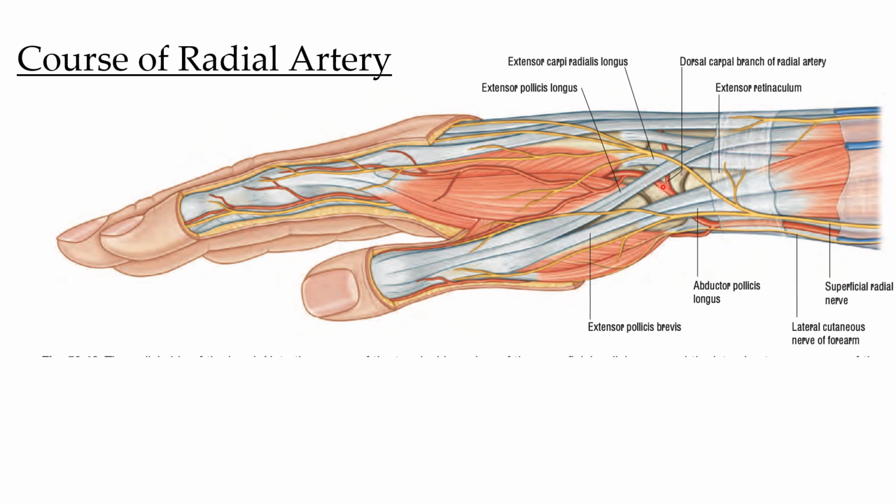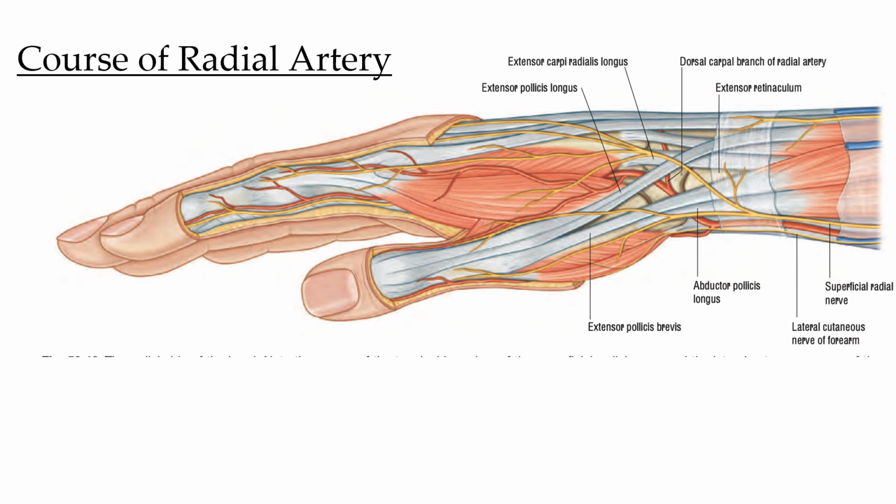While traversing the anatomical snuff box, this radial artery is crossed superficially by cephalic vein and branches of radial nerve which enters into the index finger and thumb. Then it gives a branch known as dorsal carpal branch, which participates in the formation of dorsal carpal arch.